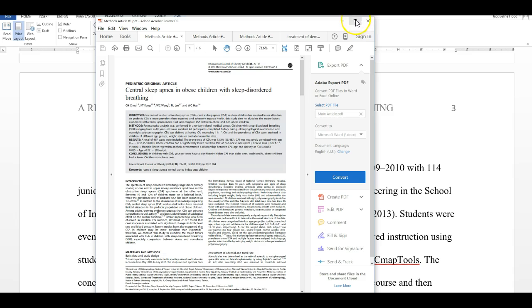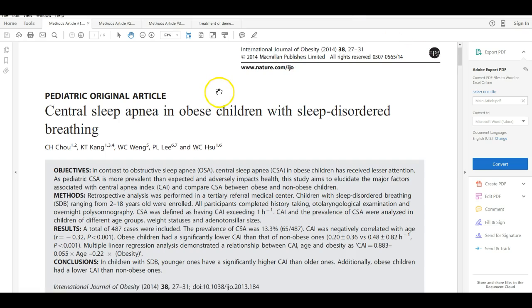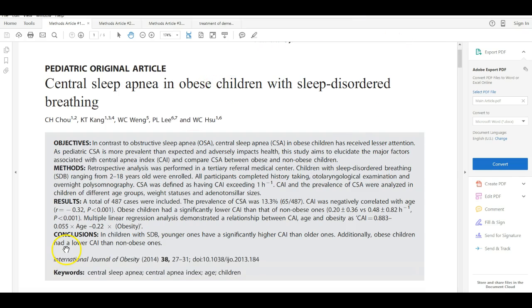So the first thing that we want to notice is that often there is a summary of the article that can really help you to understand the methods. And so start by looking at the top section of your paper. And that can often help you. So it will summarize the methods and the results.